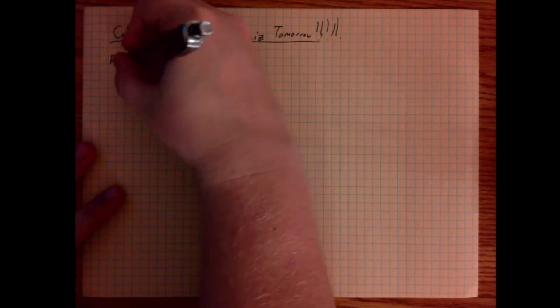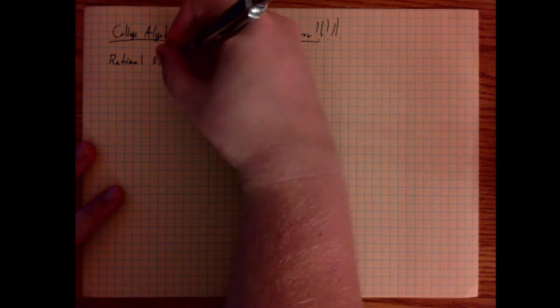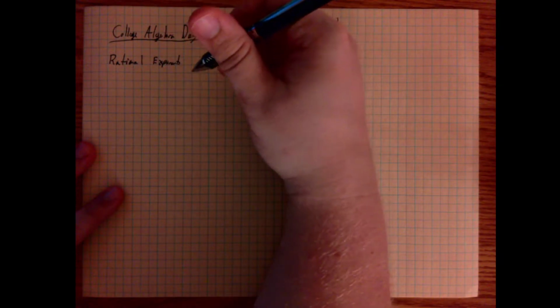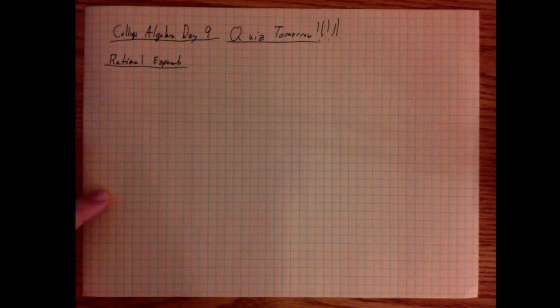Okay, so for today, let's talk about our 2 major topics. We have rational roots. Rational exponents would be a better way to put it. And we're going to have rationalizing a denominator. So let's talk about the first one, rational exponents.